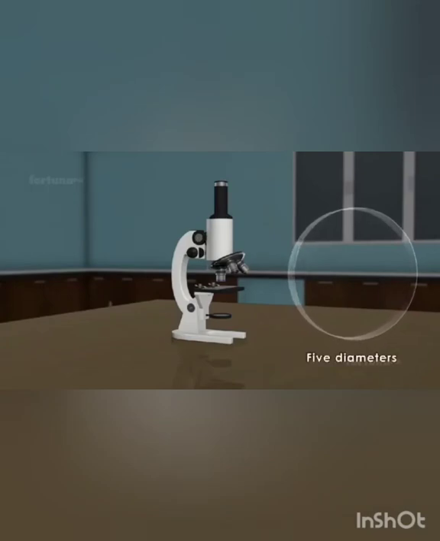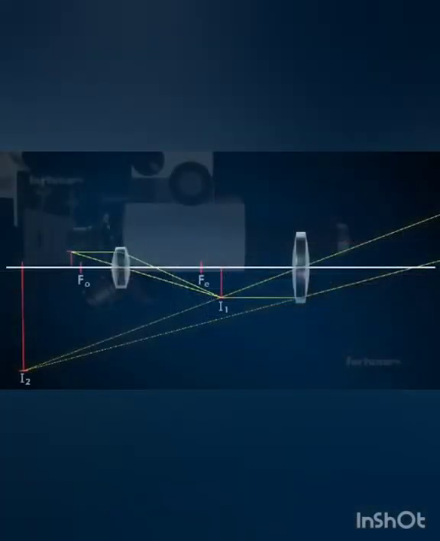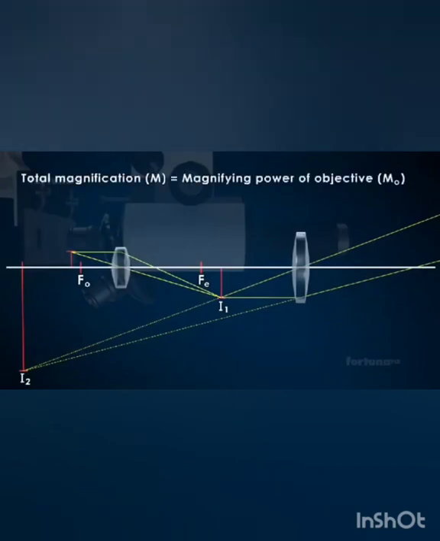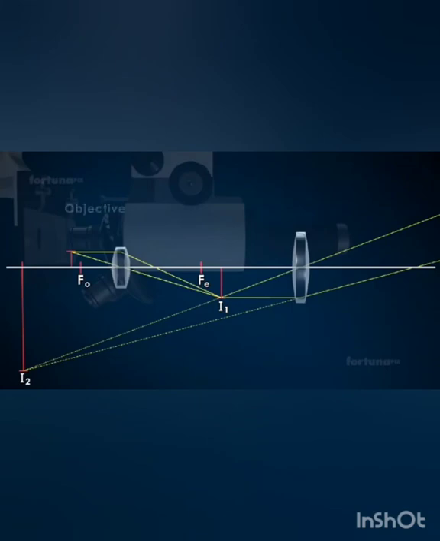If we want to calculate the total magnification power of a microscope, the total magnifying power M is the product of the magnifying power of the objective, M0, and the magnifying power of the eyepiece. For example, if the objective lens has a magnification of 40x and the eyepiece has a magnification of 10x, the total magnifying power of the microscope will be 400x.